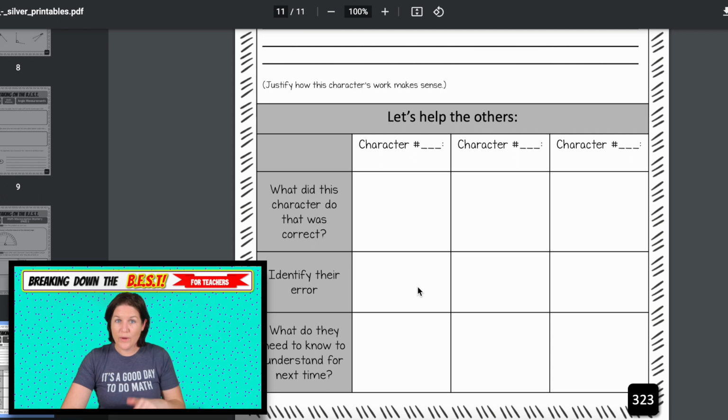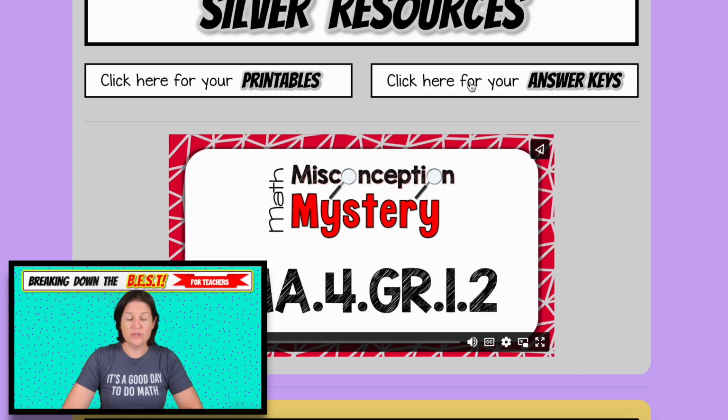This is a great way to get your students talking, to encourage friendly debate and math discourse and all of that. This is great for a whole group lesson, but it can also be done in a small group too. And of course, your answer keys are right there.